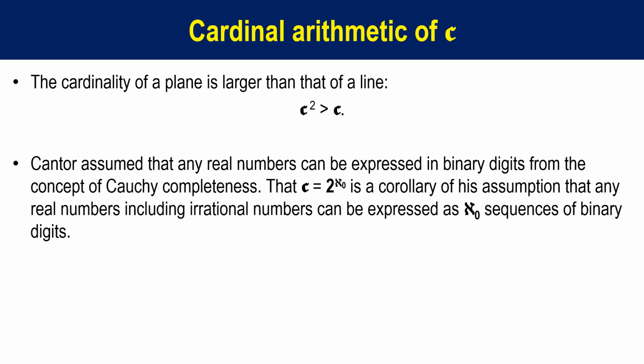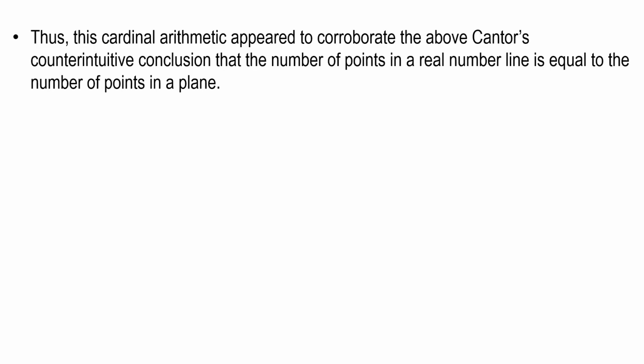Cantor assumed that any real numbers can be expressed in binary digits by the concept of Cauchy sequence and Cauchy completeness. That C equals 2 to the power of aleph-naught is a corollary of his assumption that any real numbers, including irrational numbers, can be expressed as aleph-naught sequences of binary digits. If C equals 2 to the power of aleph-naught, then C multiplied by C equals C. Thus, this cardinal arithmetic appears to corroborate the above Cantor's counterintuitive conclusion that the number of points in a real number line is equal to the number of points in a plane.